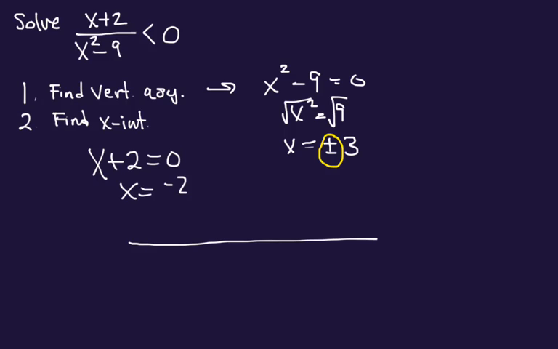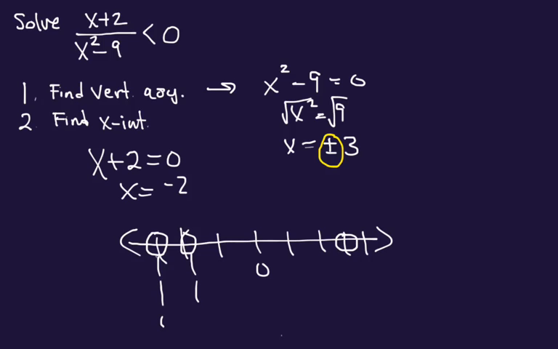Listen. What do we do now? Plot your critical points. I've got -3, -2, and +3. You're going to pick a point in each section and test them out. I want you to plug them in, test them, and write the interval that satisfies the original problem.